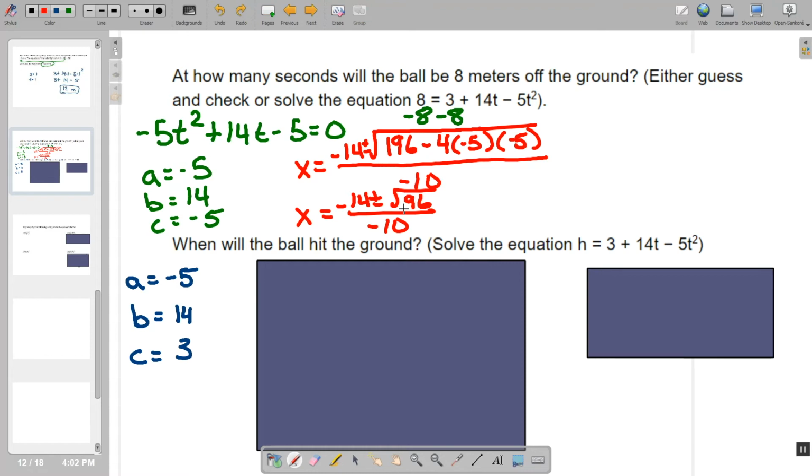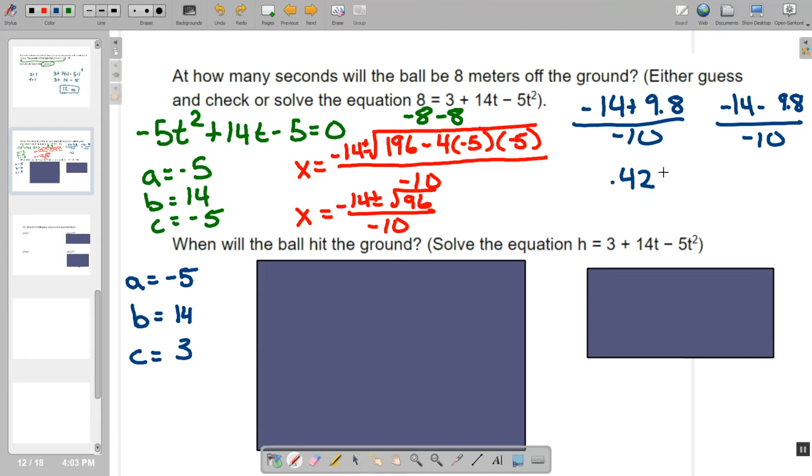Now, my assistant, who is about as good as Mr. Maxwell's assistant, so I would double check this, tells me that the square root of 96 is really close to the decimal 9.8. So my two numbers would be -14 plus 9.8 all over -10, or it would be -14 minus 9.8 all over -10. And then if I plug these into a calculator, which once again my assistant did for me, or maybe it was Mr. Maxwell's assistant, either way, I would double check, gives us positive 0.42 seconds, or 2.38 seconds.